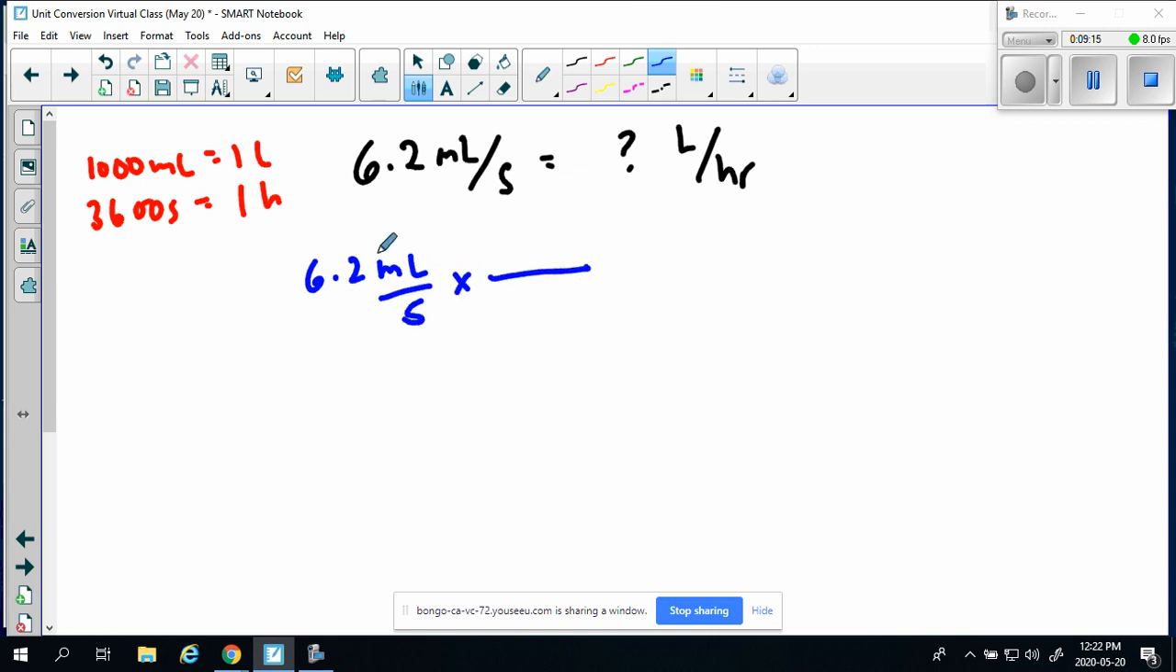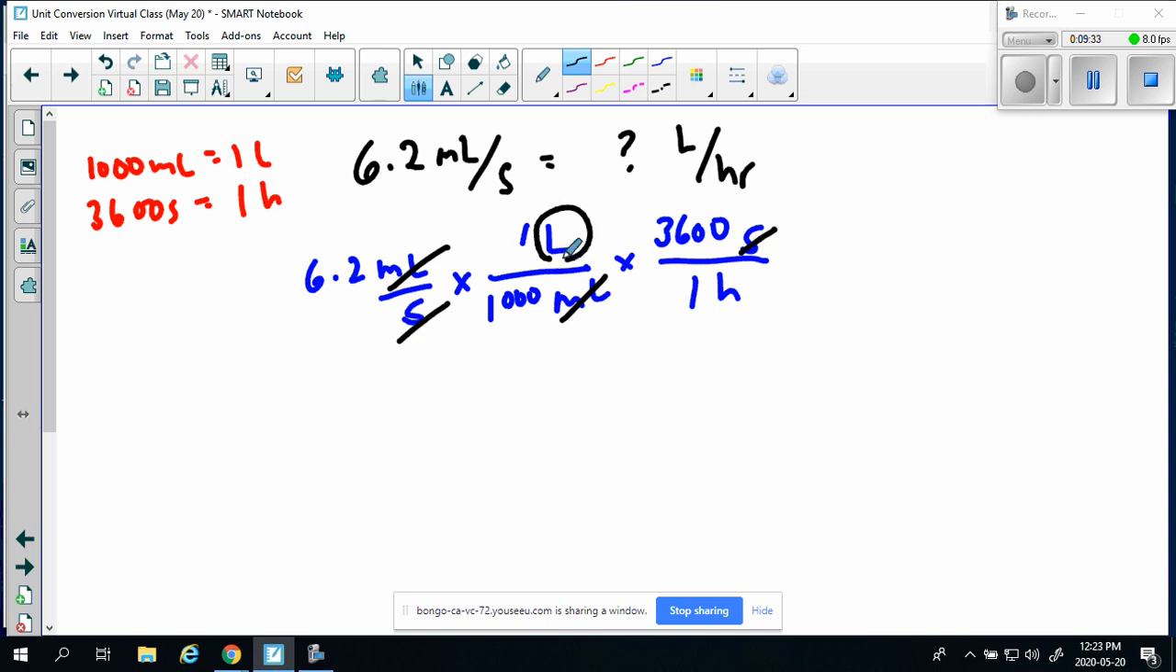And I want to kill off the milliliters, so I'll put milliliters in the bottom. So 1,000 and 1 liter. And then I want to kill off my seconds, so I'll put seconds in the top. 3,600 in 1 hour. Let's see. Milliliters cancel. Seconds cancel. I'm left with liters and hours. Is that what I wanted? Yes, that is what I wanted. Liters per hour.